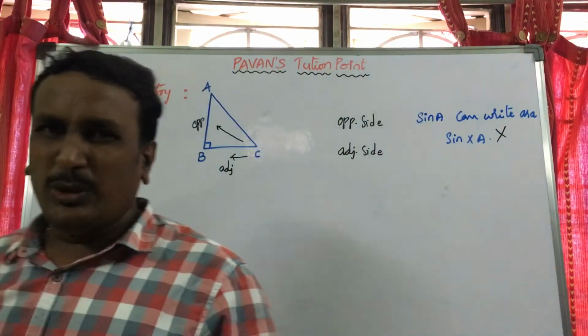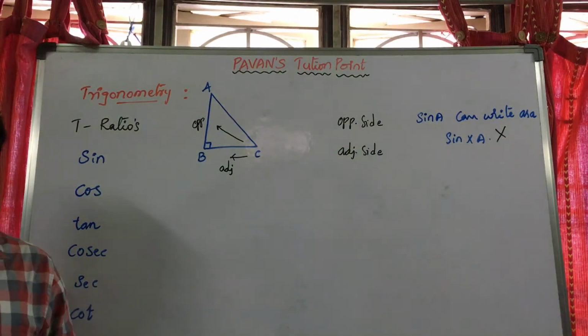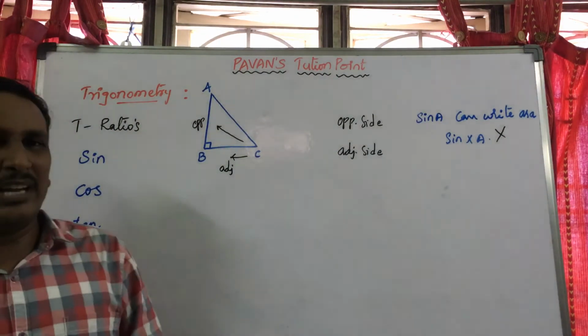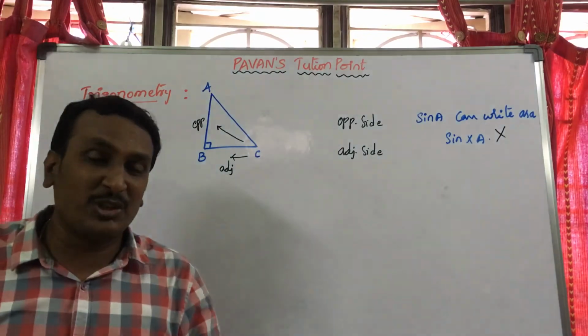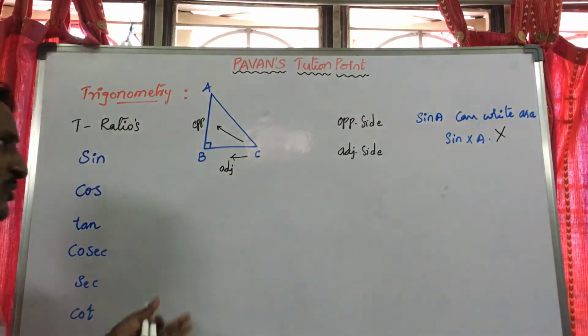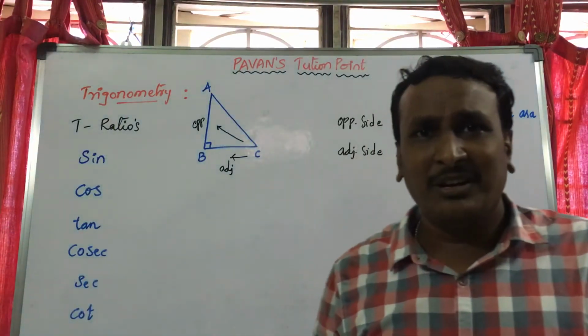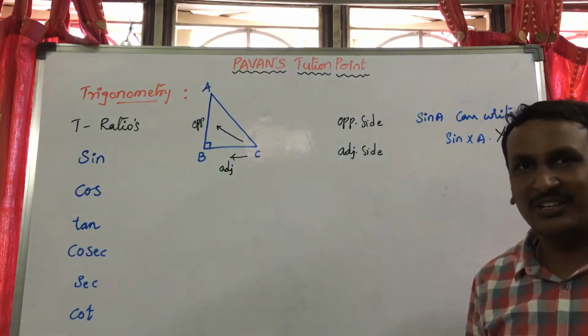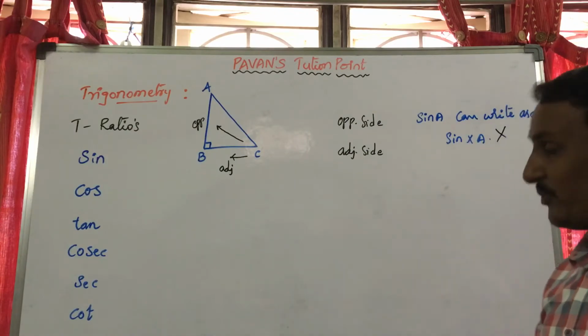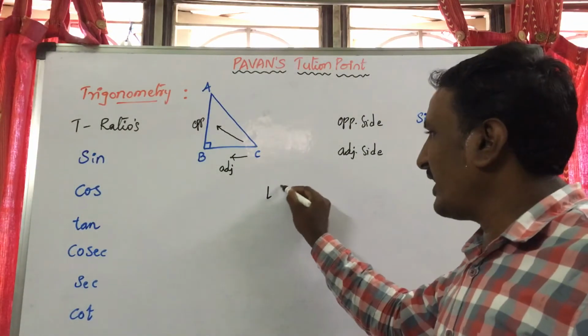Sir, you told that at the start of the video: very simple ways, and with less preparation you can do it. But as usual, all the teachers explain in the usual manner. So what is the specialty in that? Very easily I will tell you. For the angle C you have to write the opposite side, right?